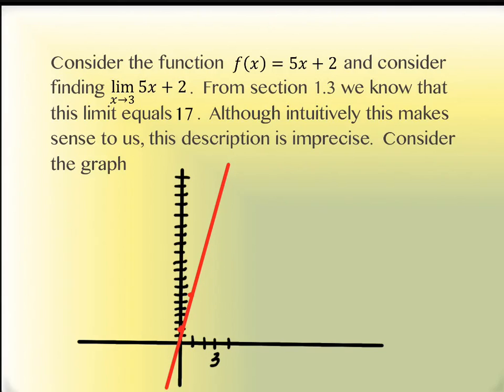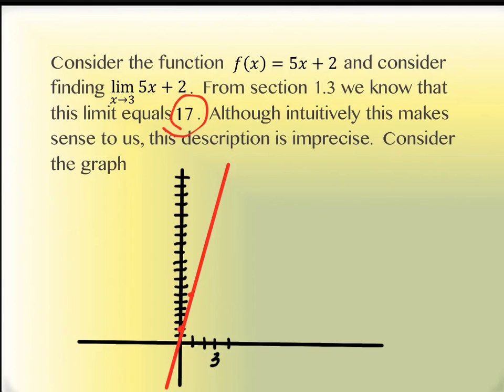That's better. All right, so what we want to do is find the limit as x approaches 3. Now we know from section 1.3 that we can actually just plug in the number and this works just fine. So if we plugged in the number 3, we'd get 5 times 3 plus 2 and we get 17. So we know from algebra operations, if you will, that we're going to get 17. Okay, this intuitively makes sense to us.